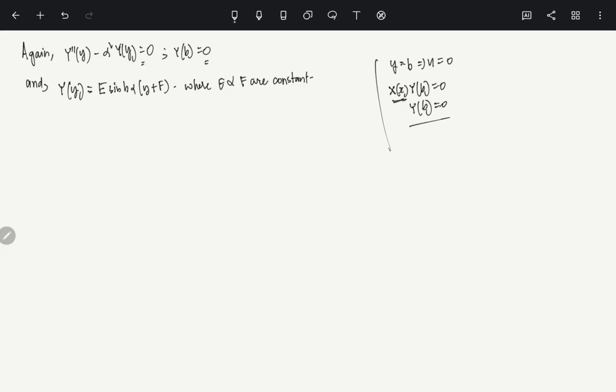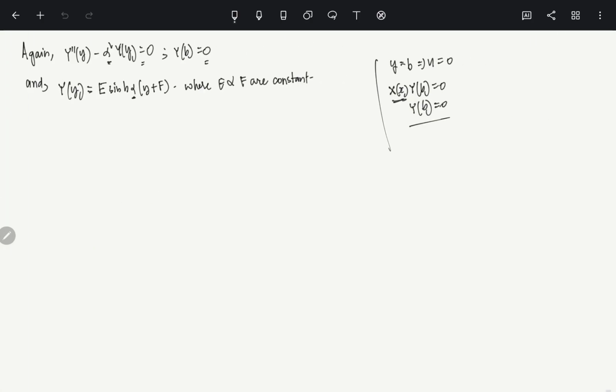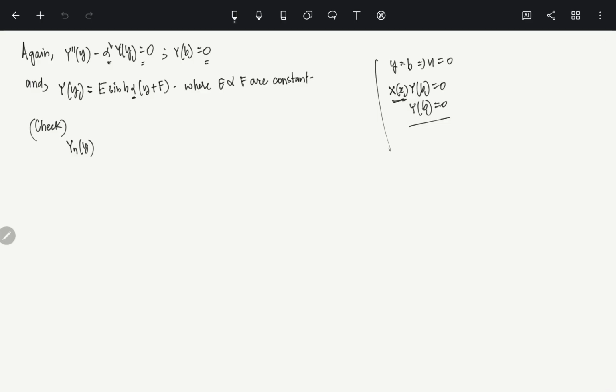Now if you put the boundary condition, you see, this alpha we already know. This alpha is n pi by a. So if you put all of this together along with Y of b, please check this part: Y_n of y. Why Y_n of y? Because alpha is not a single number; there is a sequence 1, 2, 3, 4 for every n. Alpha is an infinite sequence. For each alpha you have one y, so for alpha_n you have Y_n, which will be given by E_n.